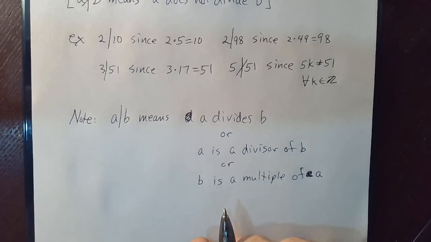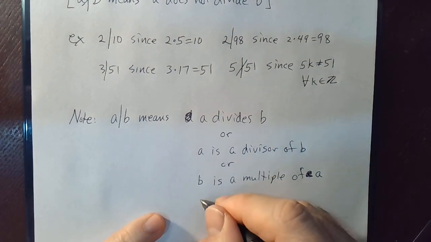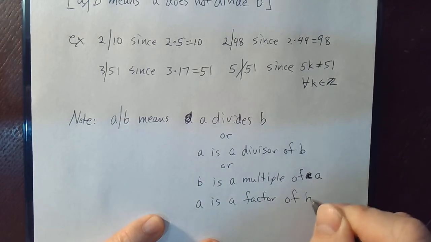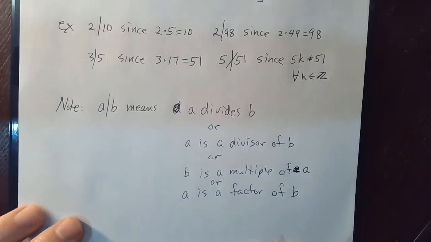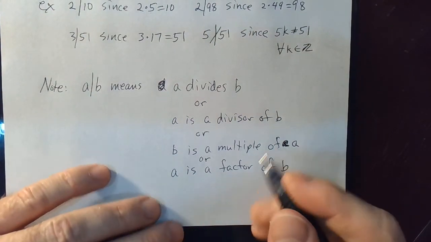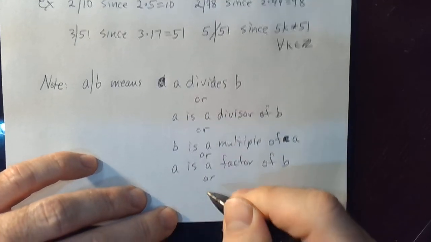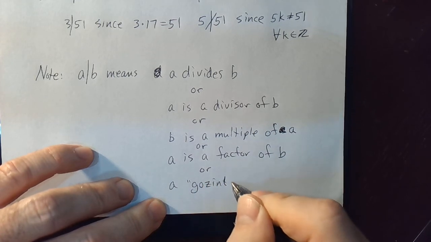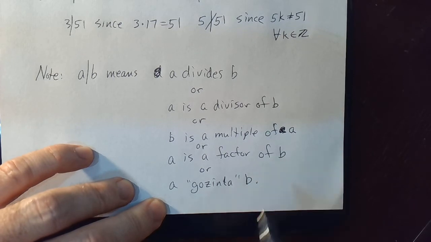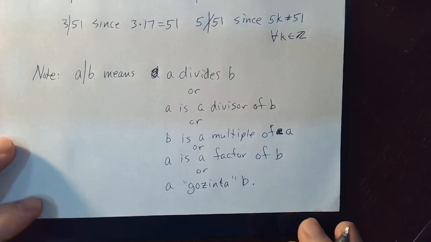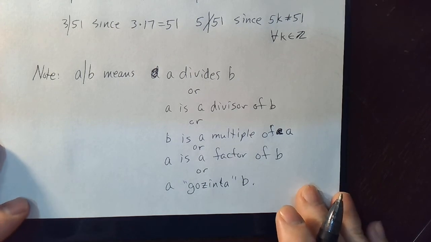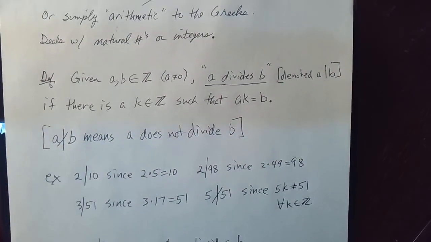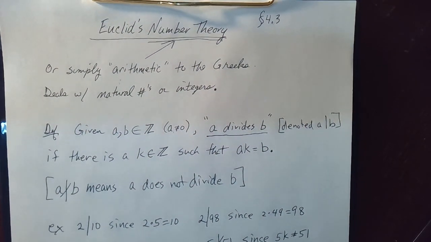And what else could we say? We could say a is a factor of b. So there are several ways we can say this, and I mentioned this earlier, it's kind of a joke, but we could say a gazinta b. You may actually hear that again or see it even informally written in a math book. Okay, so that's the basic definition, a divides b, the basic definition that we're going to be using in this section on Euclid's number theory.